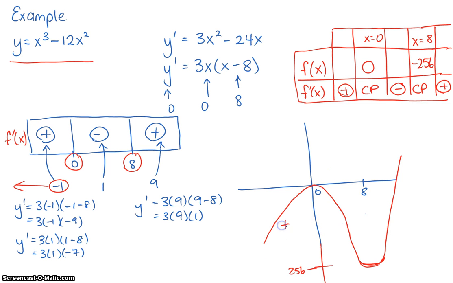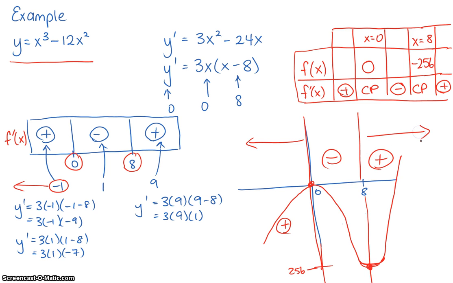Here we have increasing from 0 this way. It's coming up with a positive direction. Between 0 and 8, we have our vertex here, vertex here. Here it is decreasing, and here it is increasing as we go this way.